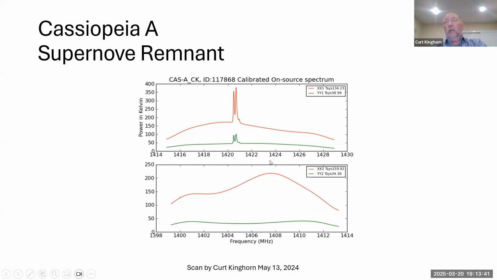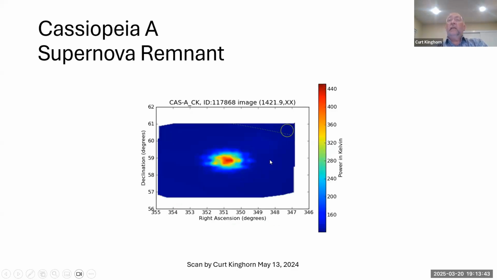I won't talk more about that now, but this is the actual image that I did about a year ago, using that 20 meter to look at Cassiopeia A. As you can see on the right hand side, this is the scale. So it's hotter in the red and lighter in the blue. So there's the actual image.